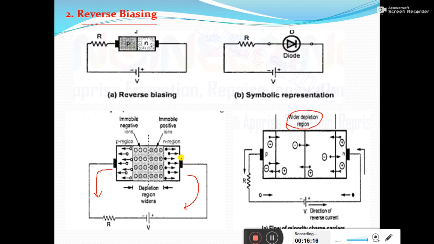Since the majority charge carriers, the electrons in the n region and the holes in the p region, are moving away from the junction, in the previous case they were moving towards the junction, now they are moving away. This is like chewing gum. If you pull the two ends of the chewing gum away from each other, it widens. Similarly here, since the charge carriers are moving away from the junction, the depletion region is increasing.